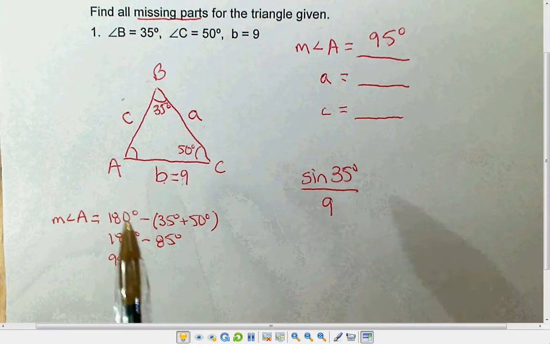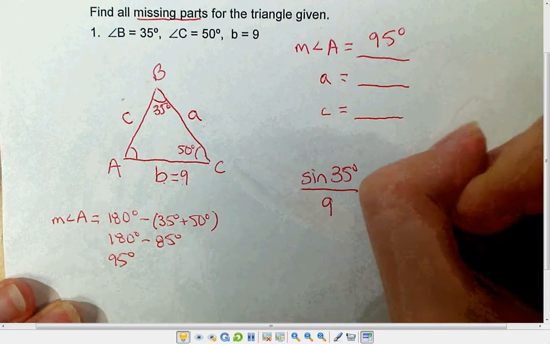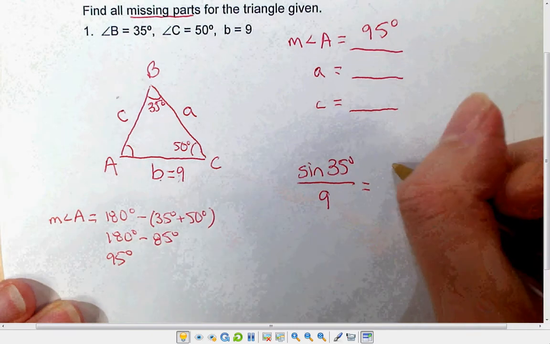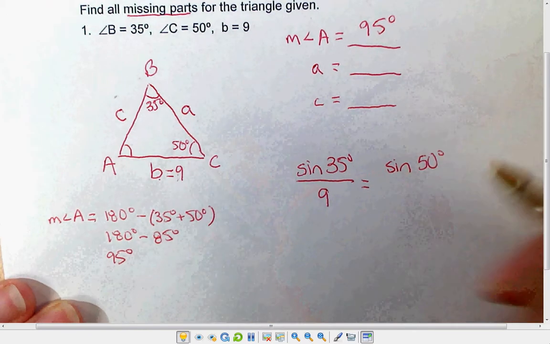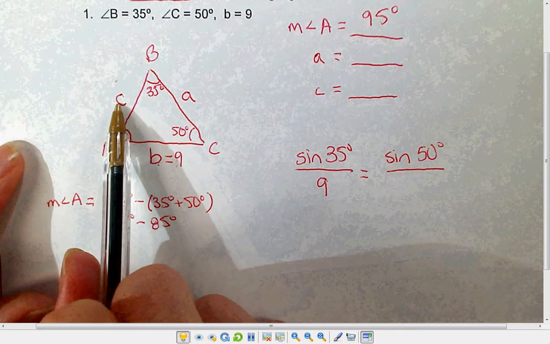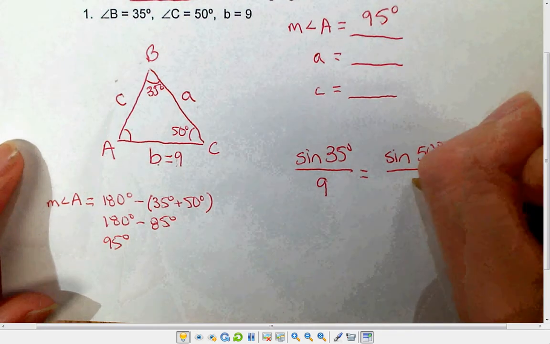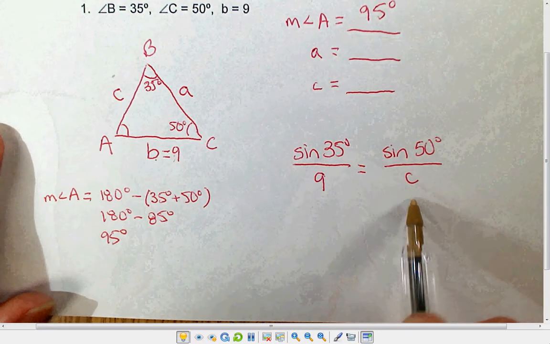So let's start off with C. For C, your angle always goes on top, so we're finding the sine of the angle. So sine of 50 degrees over, I'm looking for C. So now all we need to do is solve for C.